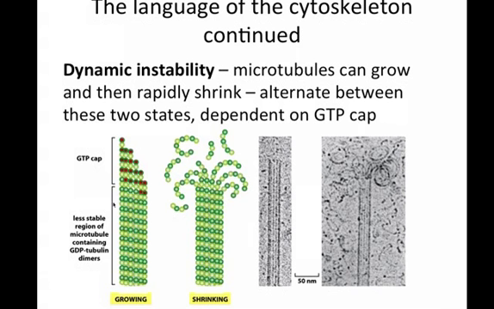But when you have your GTP cap, so GTP bound at the end of your microtubule, you're growing and you're stable. But when you lose that, and this has to do with the critical concentration, if your critical concentration is very low and you start to have more disassembly, you can't add anymore, you lose your GTP cap, then you get shrinkage of your microtubule. And that will be called catastrophe.